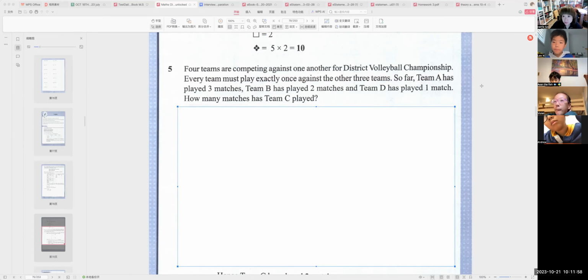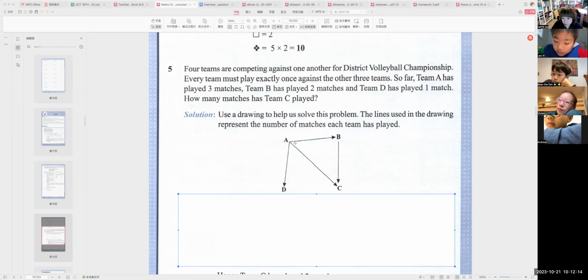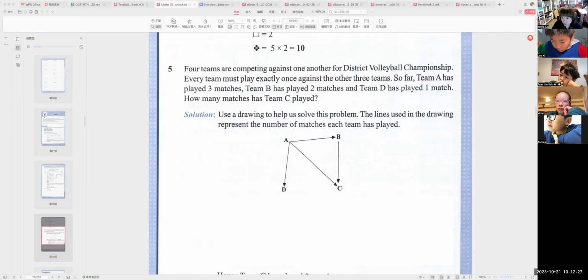So how do we do it, everybody? If you want to do this properly, I would like you to draw a graph. Okay, let's draw a graph first. If A is playing 3 matches against the rest of the teams, that means A is playing with B, with C, and with D, right? And while A is playing a game with C, that also means C is playing a game with A as well.